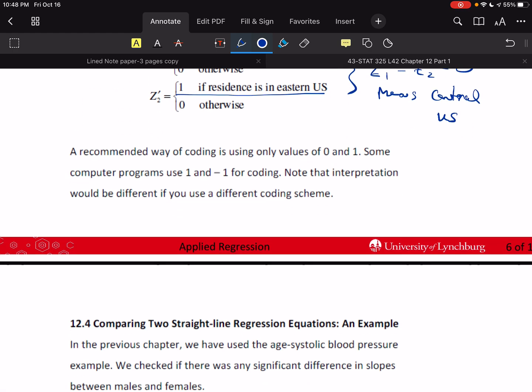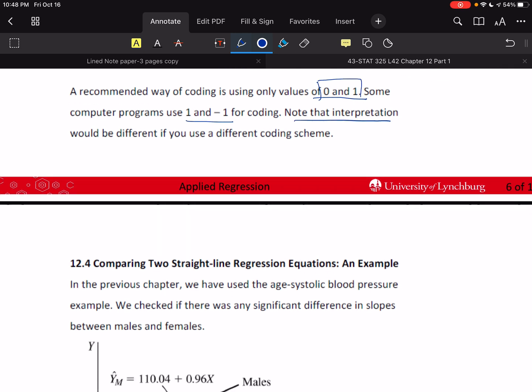So one recommended way of coding is to only use the values of 0 and 1, and I recommend that. Unfortunately, some computer programs will use 1 and -1. In fact, I believe that by default, SPSS uses 1 and -1, but that makes the interpretation much more difficult. It's a lot easier to interpret these when you have 0s and 1s because if it shows up, you know that's the presence of that variable. If it doesn't show up, if it's close to 0, that's the absence of that variable or the other case. All right. So we have to be very careful with interpretation.